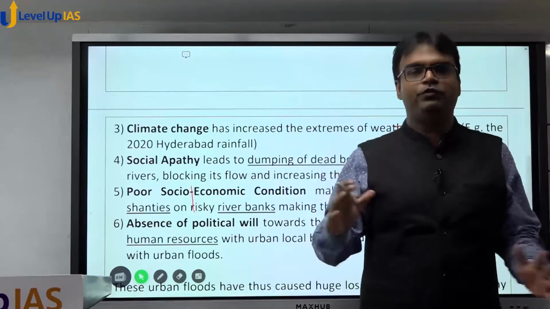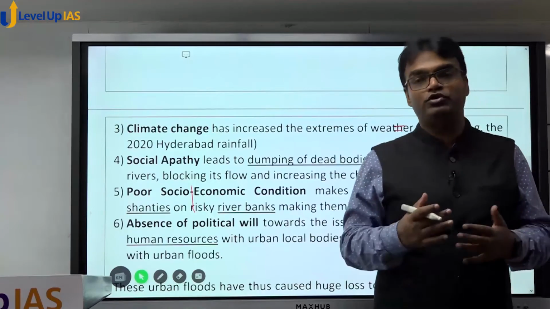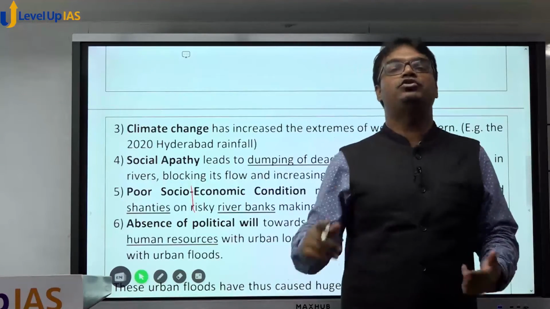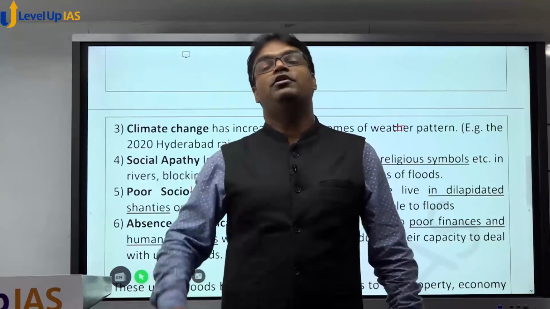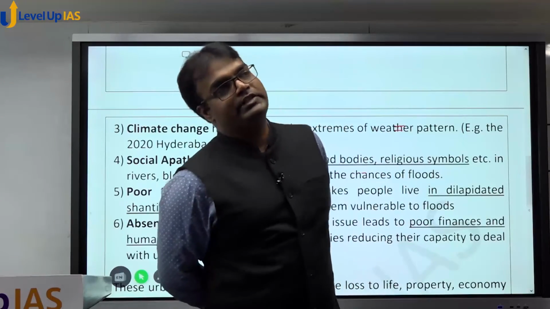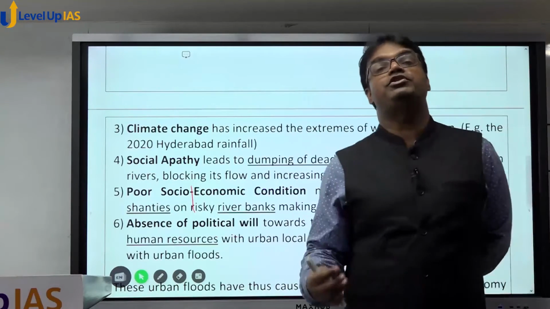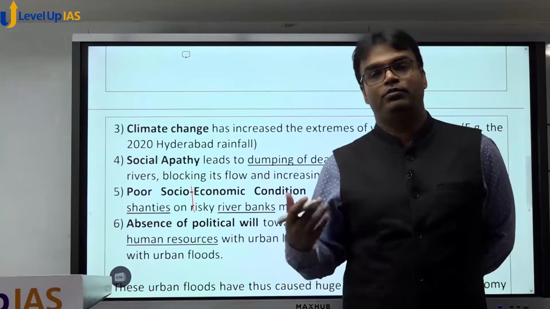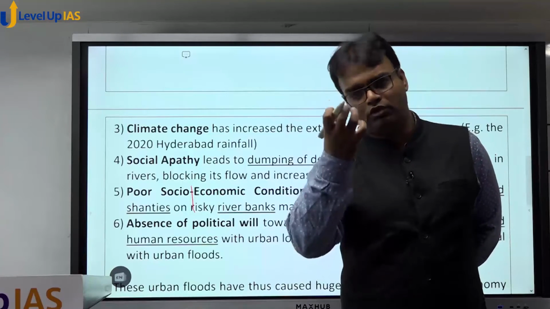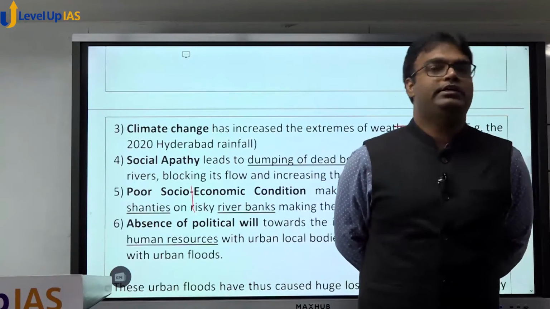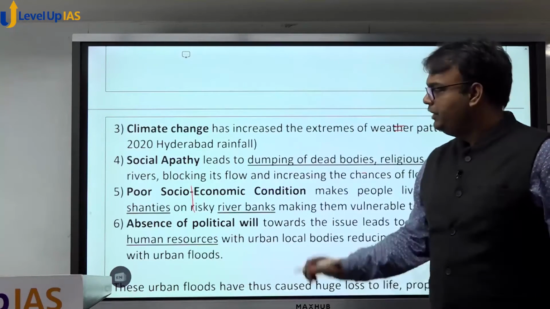A lot of rainfall took place because of climate change, but the water was not able to go through drains because of an improper drainage system. Water was not able to flow easily because of the poor conditions. It became a situation of floods because we had destroyed most of the water bodies. We had made the city concrete, because of which water was not able to get absorbed in the ground. So this was the third reason.